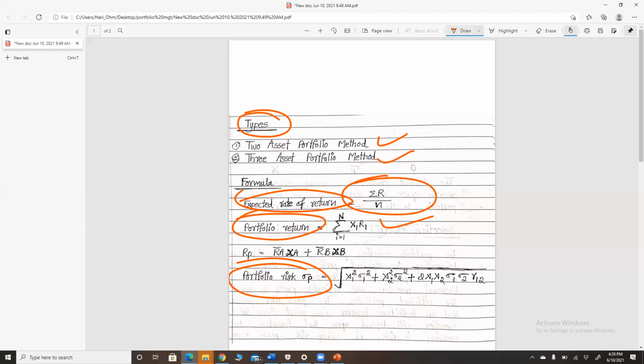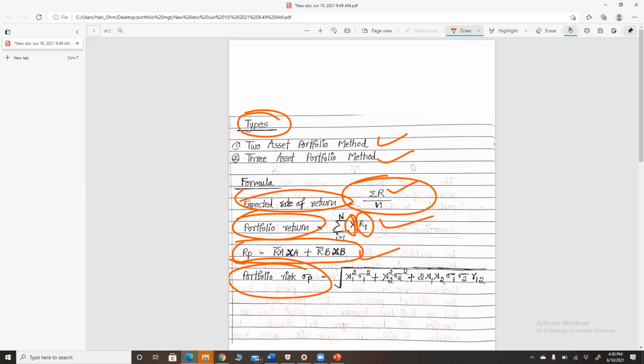Expected return means return divided by n, that is the number of securities. Then portfolio return is nothing but expected return into proportion. x1 is nothing but proportion, r1 is nothing but expected return. Clear? Portfolio return is nothing but expected return into proportion. Here you can clearly understand. This is the formula we are going to use, that is Rp is equal to r bar a into xa plus r bar b into xb.